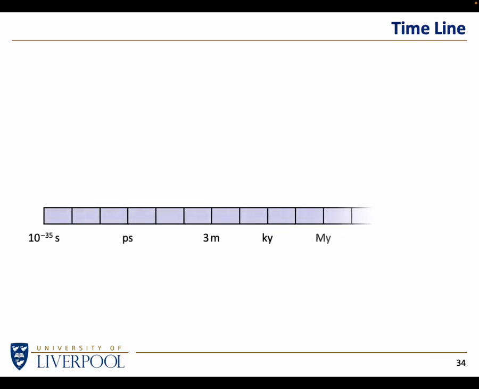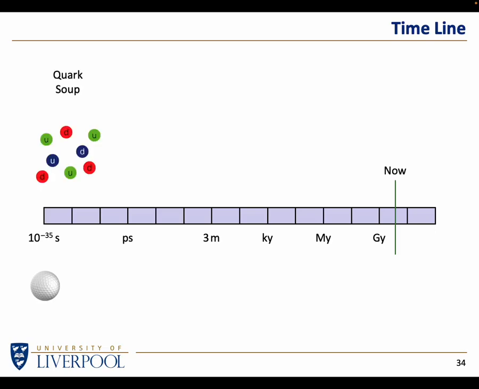So just to summarize on a very silly timeline, from very small times on the left to very long times on the right. So there's the cosmic golf ball on the left-hand side, and there's us now 13.8 billion years later. So we borrow energy from nothing. We generate a quark soup, because if we borrow energy, we can make matter and antimatter.